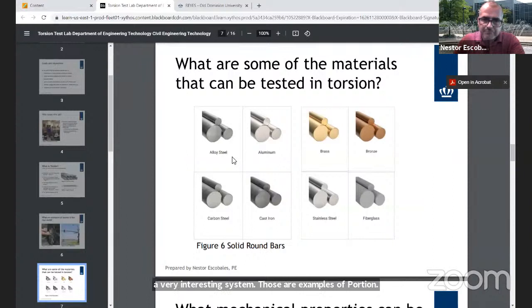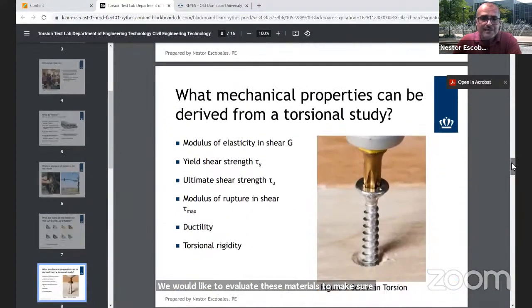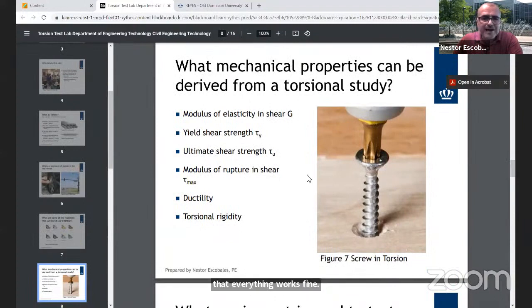Materials that can be tested: alloy steel, aluminum, brass, bronze, fiberglass, stainless steel, cast iron, carbon steel, even plastics can be tested in torsion. We have literally several types of materials, and we as engineers would like to evaluate these materials to make sure that everything works fine. The properties that we derive are modulus of elasticity, yield shear strength, ultimate shear strength, modulus of rupture, ductility, and torsional rigidity.